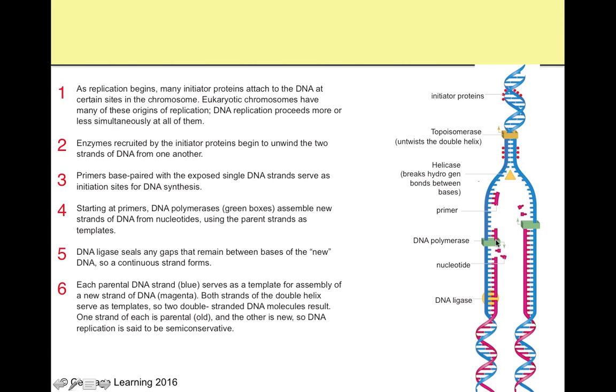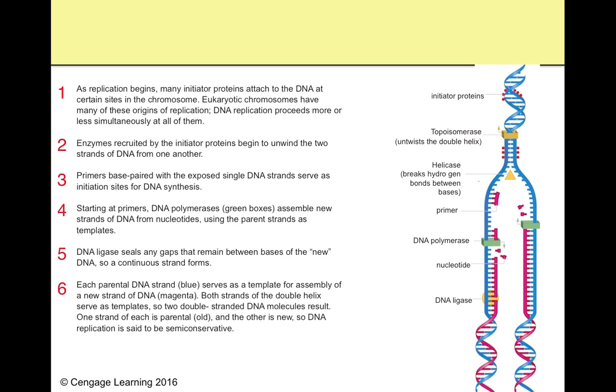So DNA ligase comes along, this little yellow guy here, and he's basically proofreading. He comes through and makes sure everybody's where they're supposed to be. A bonded to T, cool, let's move on. C bonded to G, cool, let's move on. He's making sure there's no mistakes, because if we make a mistake in here, this could be a really, really bad thing. So then we get each parental strand, these blue strands, serving as the template for the assembly of the new strand of DNA.